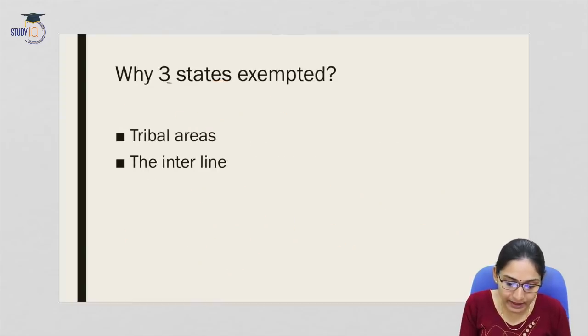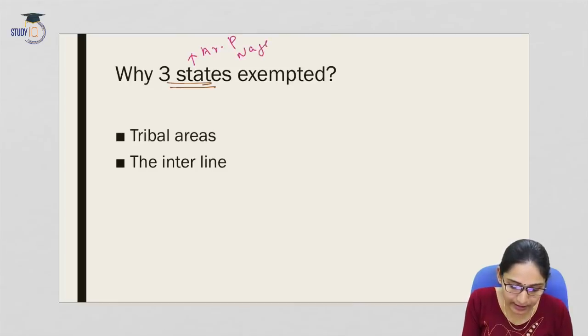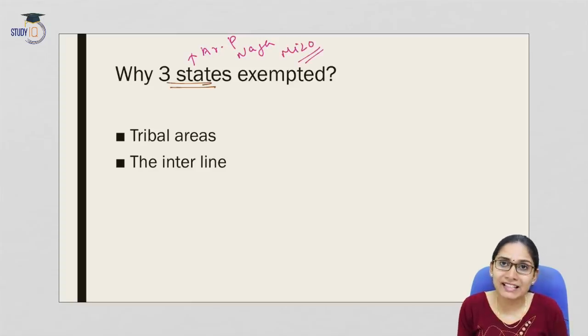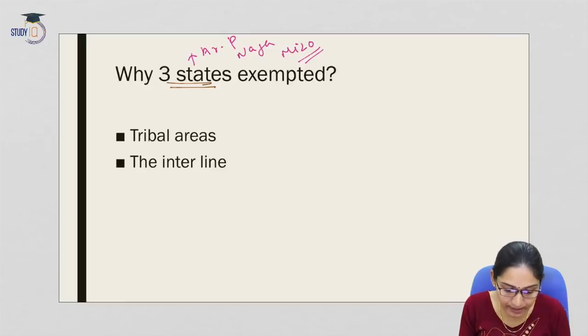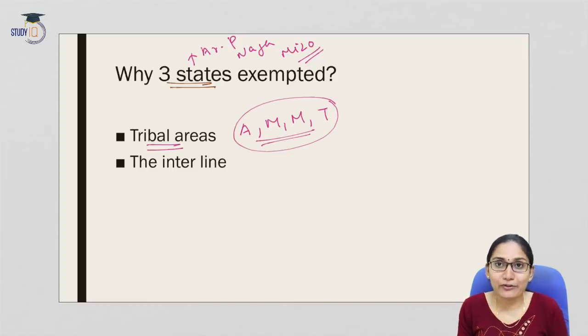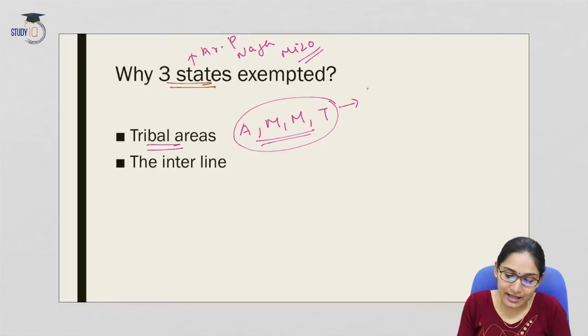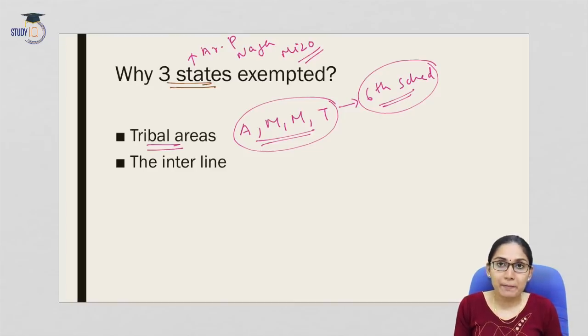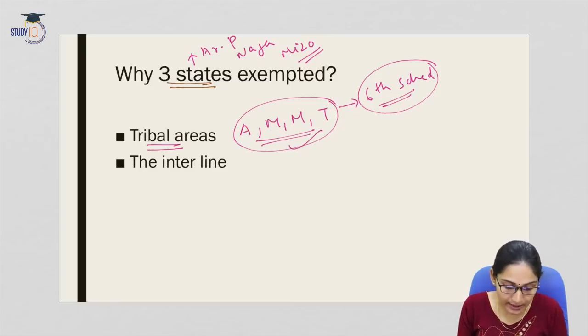Now let us see why the three states are completely exempted. Which are these three states? Arunachal Pradesh, Nagaland and Mizoram. What are the reasons for that? The reason is that the bill states that nothing in this section applies to tribal areas of Assam, Meghalaya, Mizoram or Tripura. So these are the ATMM states, the short form for UPSC aspirants. They are included in the 6th Schedule of the Indian Constitution. So the bill states that nothing in this section shall apply to the tribal areas of these four states, as they are included in the 6th Schedule of the Indian Constitution.